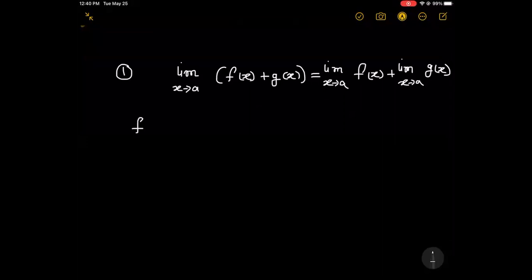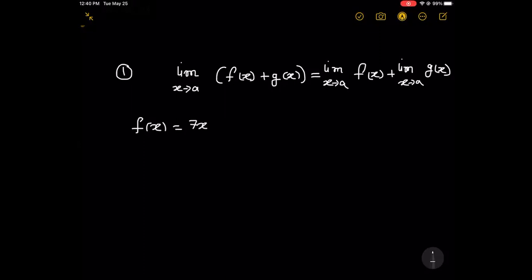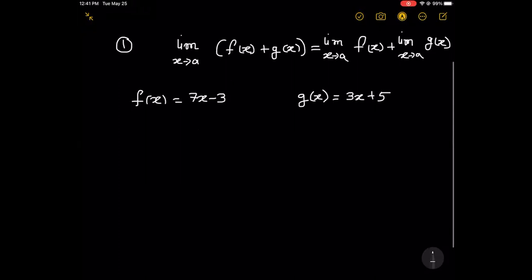So let's say f of x. Let's try one complicated one now, since we have the iPad now. So let's try 7x minus 3, and let's say g of x is 3x plus 5. Okay, we're just trying with the linear one. We'll try more sophisticated functions once we see the non-linear ones.